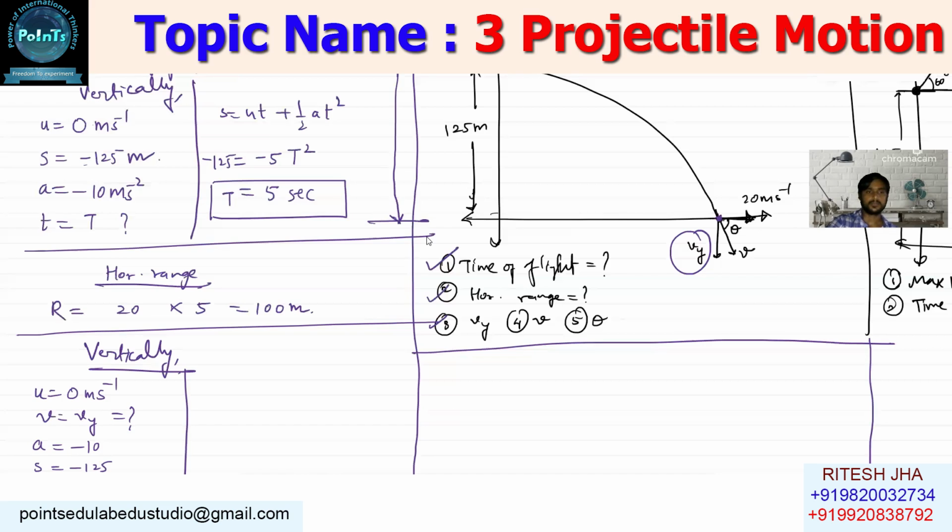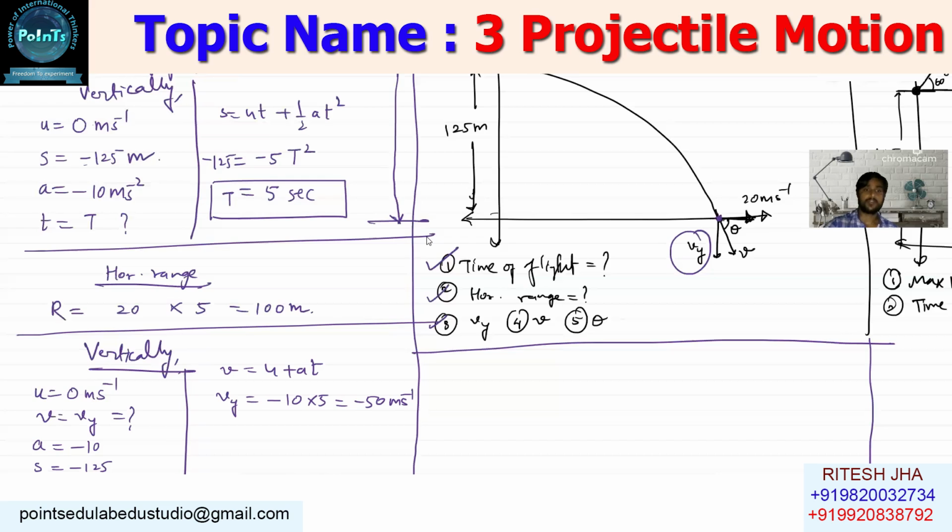For the formula we need V, and we can use any formula, but I think V equals U plus AT is convenient, the easiest one. Because U is 0, V is just equal to minus 10 times 5, which equals minus 50. It is minus 50 because it is going down meters. That's why we are getting the negative answer. So Vy is done.